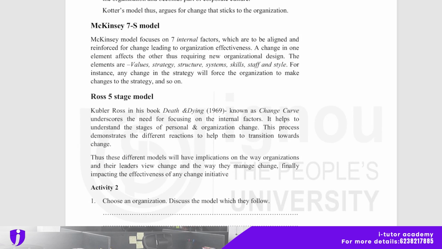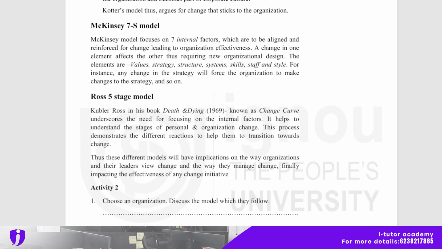And there is a five-stage model also. Kübler-Ross, in her book On Death and Dying, 1969, known as the change curve, underscores the need for focusing on the internal factors. It helps to understand the stages of personal and organizational change. This process demonstrates the different reactions, to help people transition towards change.